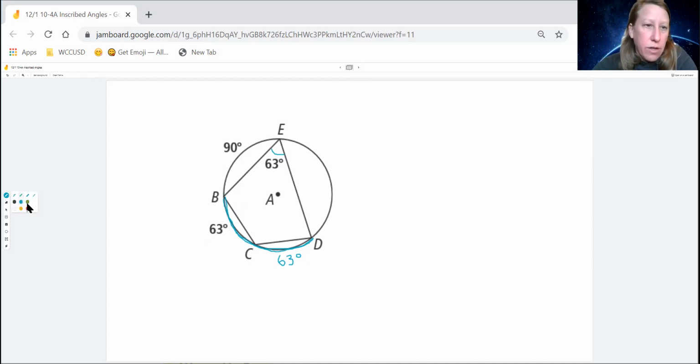Let's change colors and do another one. Let's use red. Let's try to find this angle right here. It is half of what? It's half the intercepted arc. Its intercepted arc is out here. So I need to take half of 90 and half of 63. Another way to say that is that the measure of arc EC is going to be 90 plus 63, which is 153.